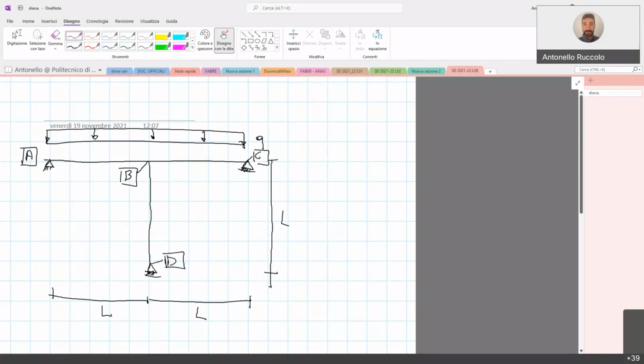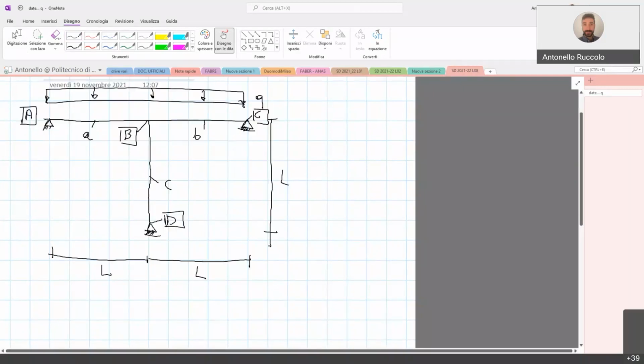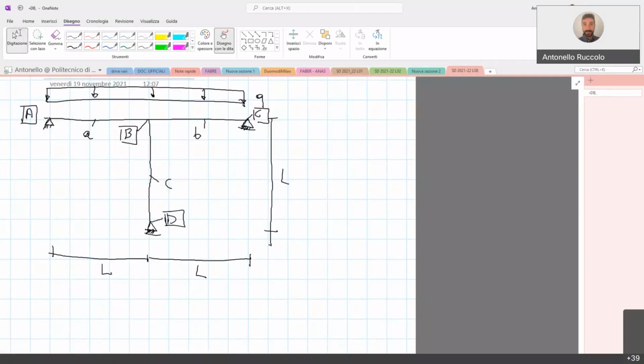We can also call the beams beam A, B, and C. This will come in our help in a couple of minutes. So we have two beams and one column under a uniform load acting on the beams. This is very similar to what you've seen before with Professor Gentile.